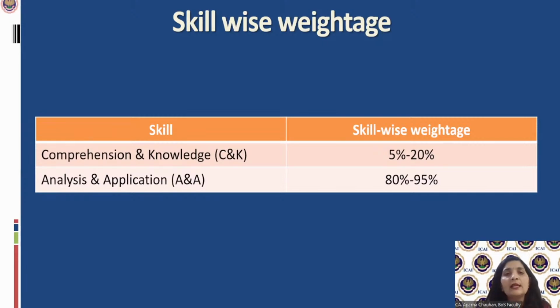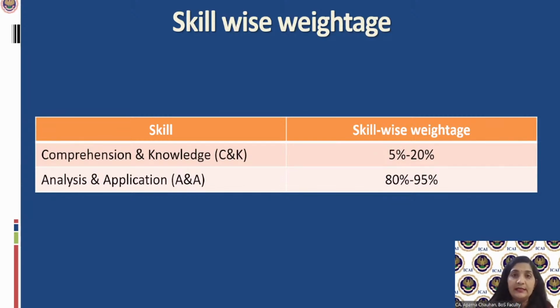So you do not have to rote learn things. You have to understand. The application portion is the major part. Analysis and application is 80 to 95% of the paper, right? So this is about the skill-wise and section-wise weightage.